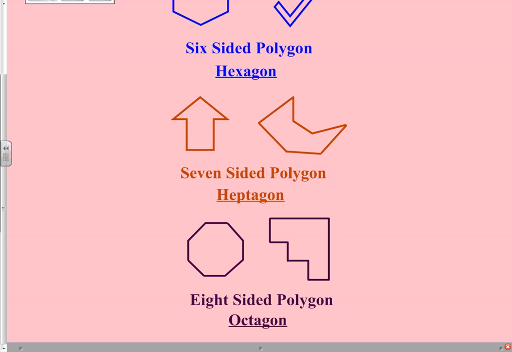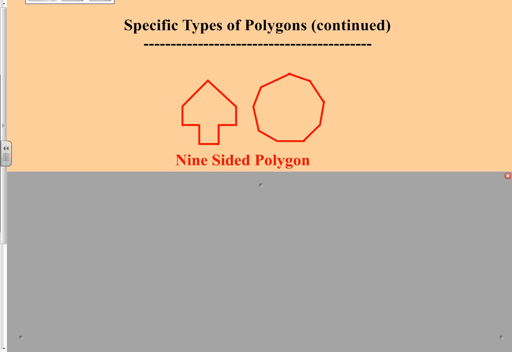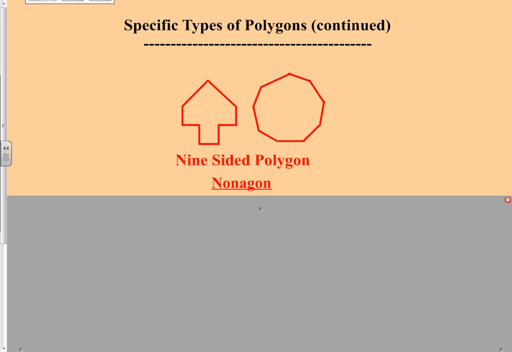The next one is probably a little bit of a mystery as well. Probably haven't run across this one too much, but we do need to know its name. A nine-sided polygon. While you will find some people that want to try to call it a nineagon, that's not correct. It's actually called a nonagon with an O, nonagon.